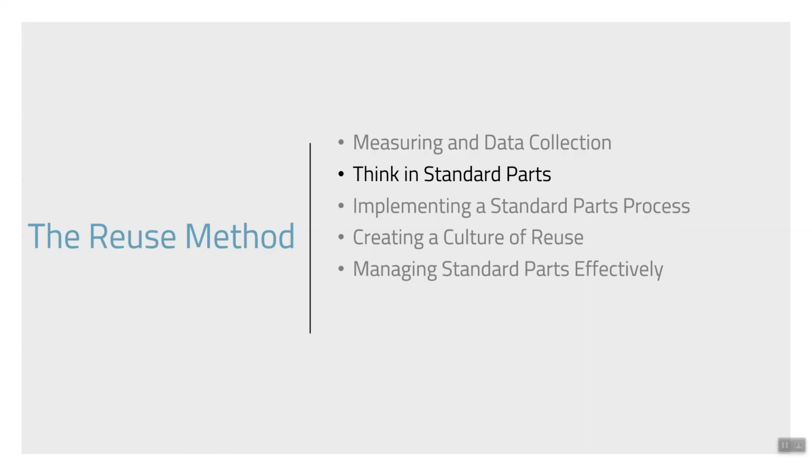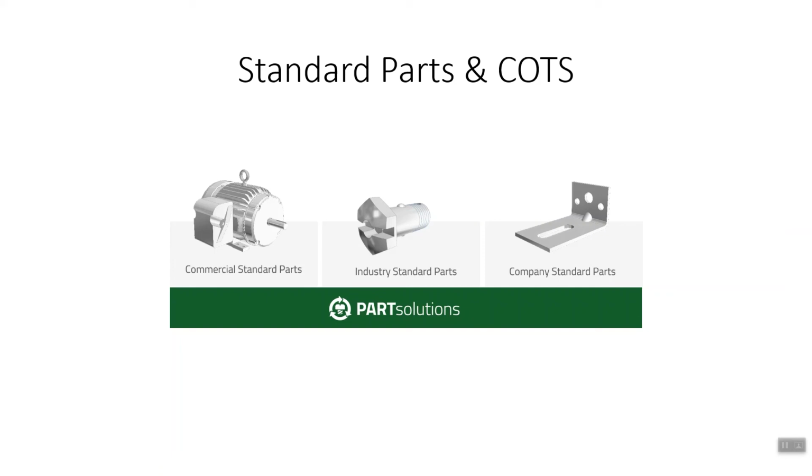All right, so that brings us to the second pillar of the reuse method, which is think in standard parts. So to think in standard parts, first we need to cover what we mean by standard parts. Typically, there's 3 types of standard parts in a company's database.